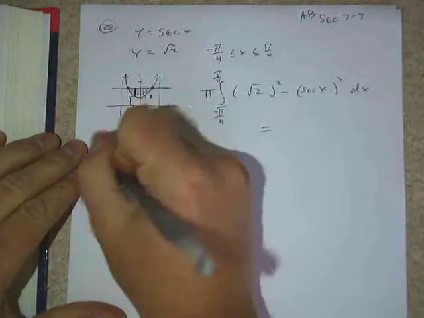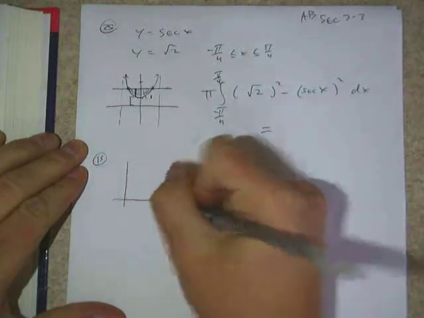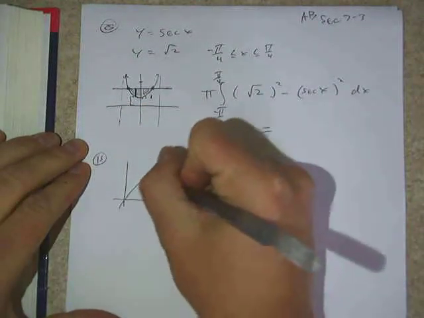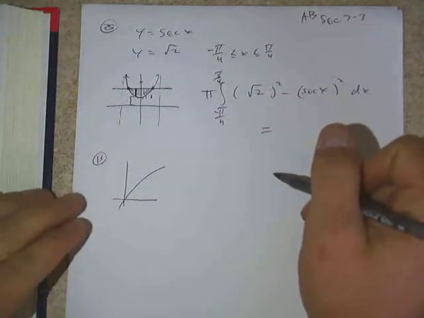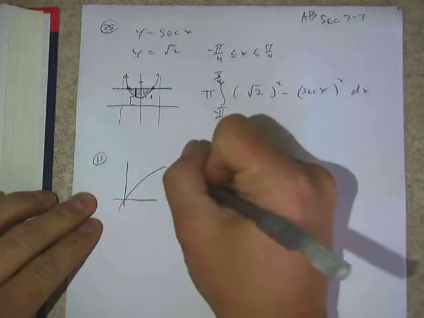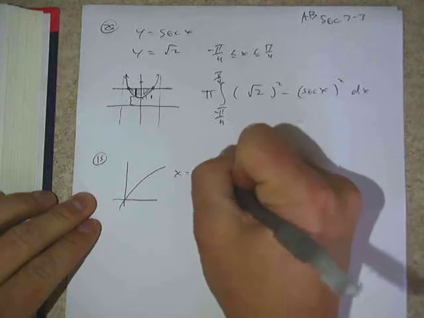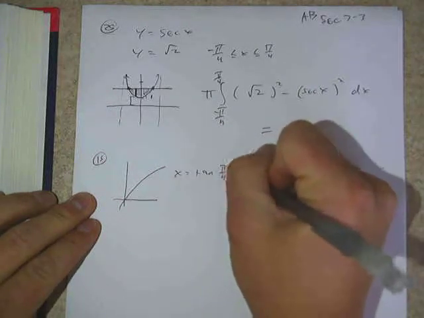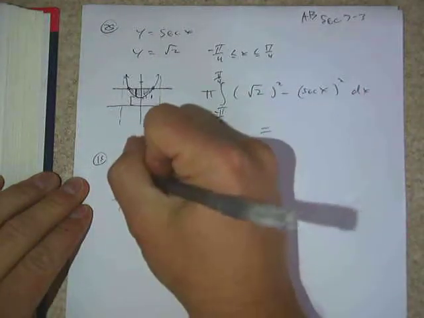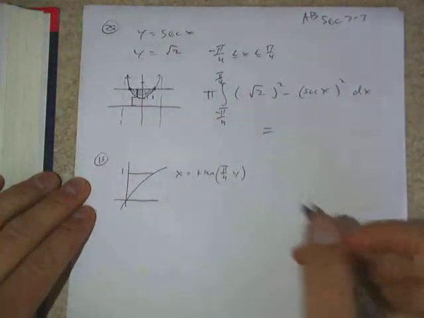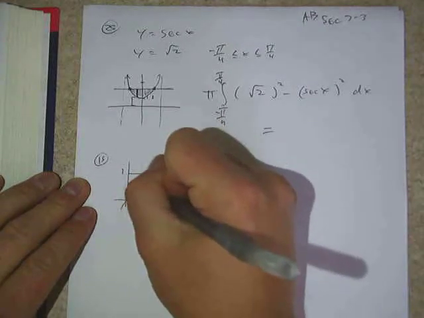And 15, we have an equation that looks like this. And we have the relation x equals tangent(pi over 4 y). And they've indicated here from 0 to 1 is the shaded part. And we have a horizontal slice.